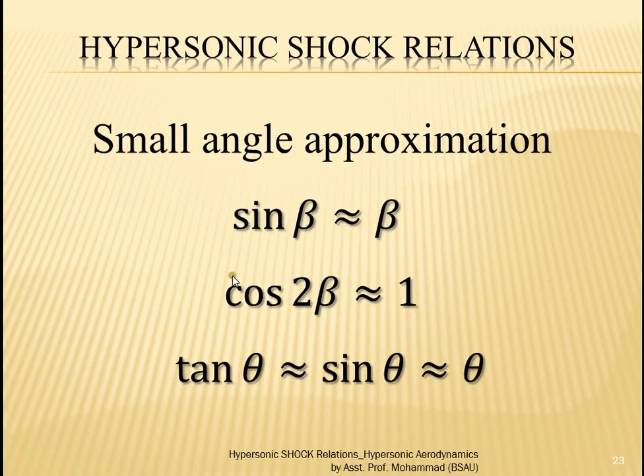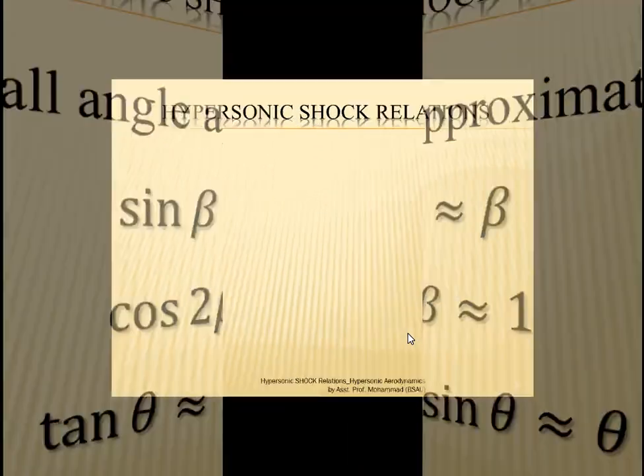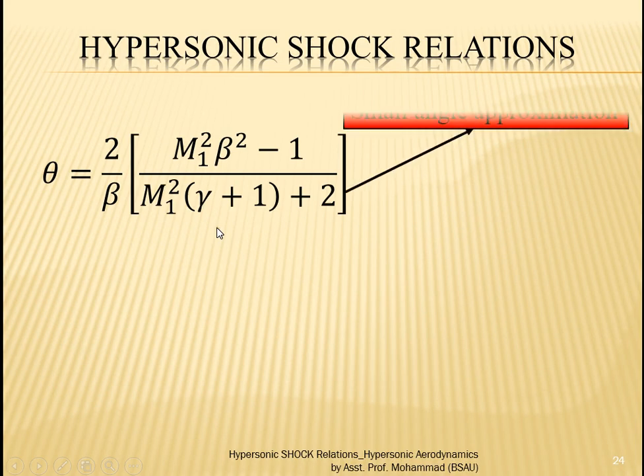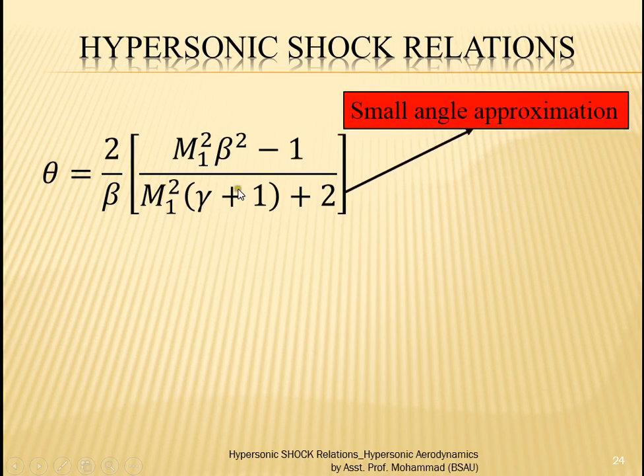In the case of low angle approximation, sin beta is beta, and cos 2 beta and cos beta are both equal to 1, and tan beta, tan theta and sin theta equal theta. Now let us apply these assumptions to our theta-beta-M relation. First apply the small angle approximation. All the sines and cosines vanish: cos 2 beta becomes 1, cot beta becomes 1 by beta, and sin squared beta becomes beta squared. So the small angle approximation has been applied here.